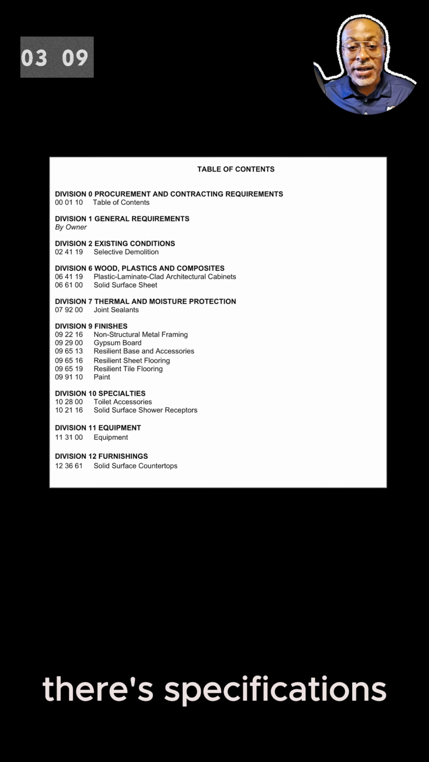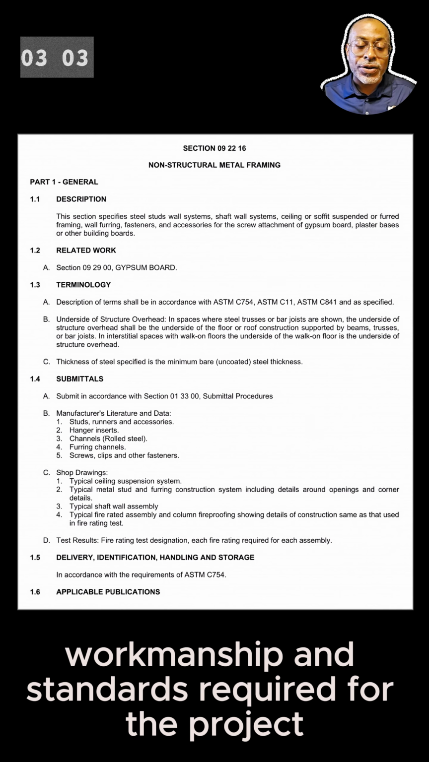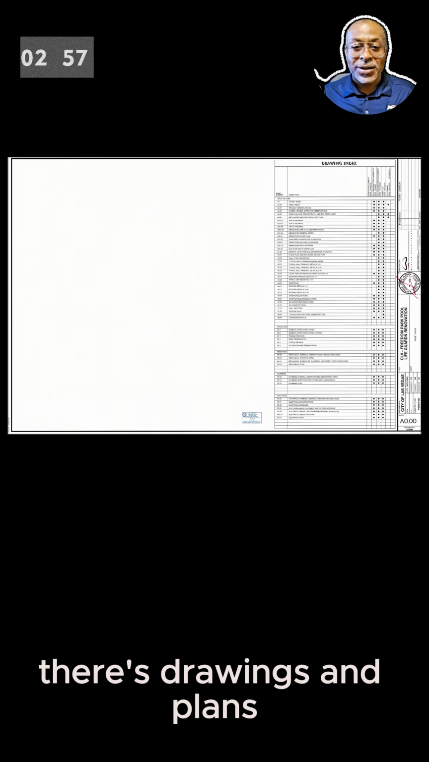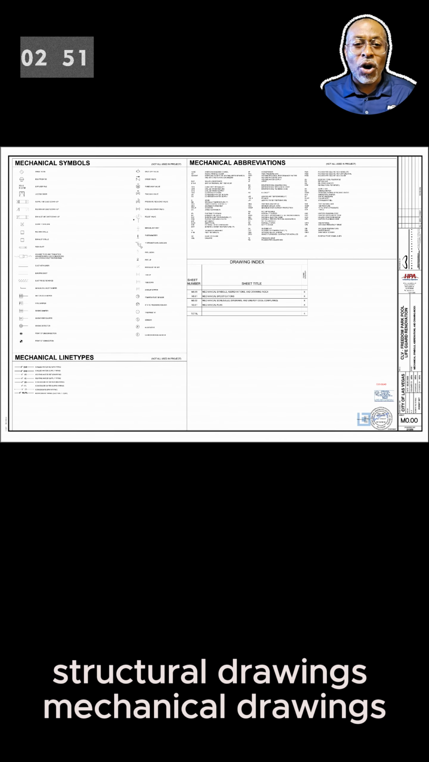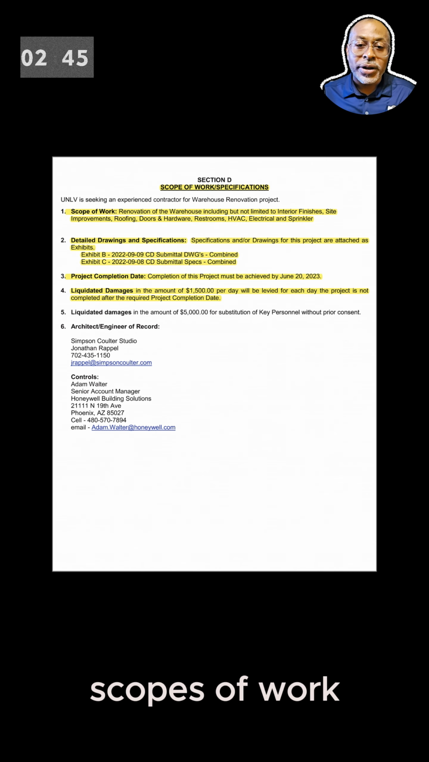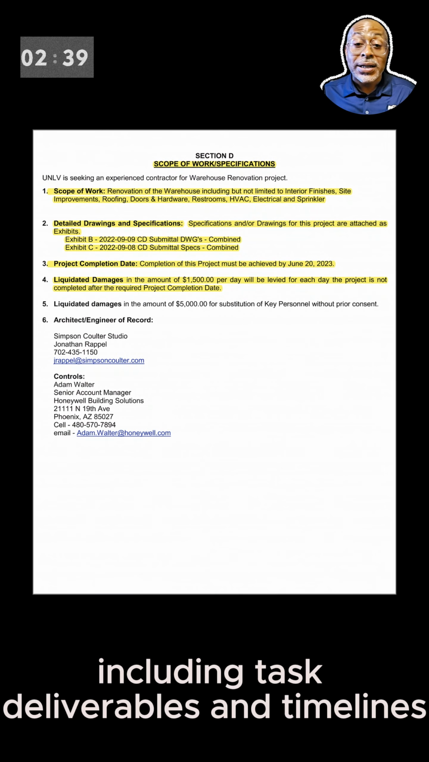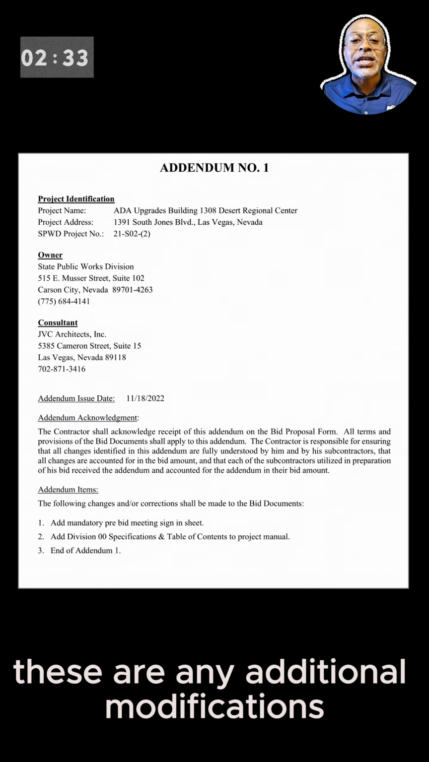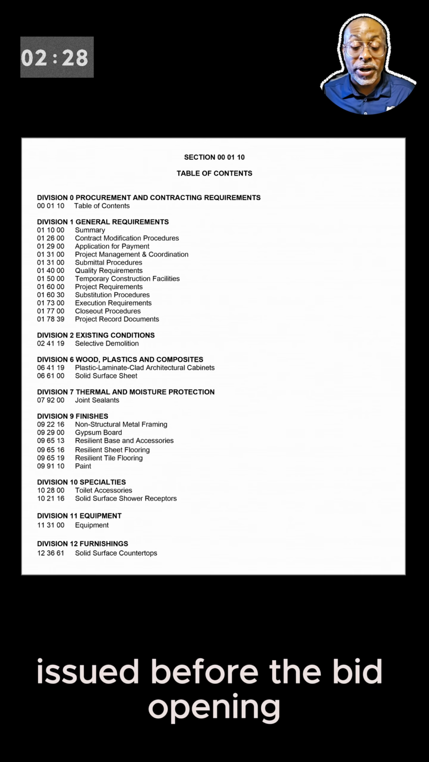There's specifications. These are detailed descriptions of the materials, workmanship, and standards required for the project. There's drawings and plans, architectural and engineering drawings, structural drawings, mechanical drawings that all provide detail and visual representation of the project. Scopes of work, detailed descriptions of the work to be performed, including tasks, deliverables, and timelines. Addenda. These are any additional modifications or additions to the bid documents issued before the bid opening.